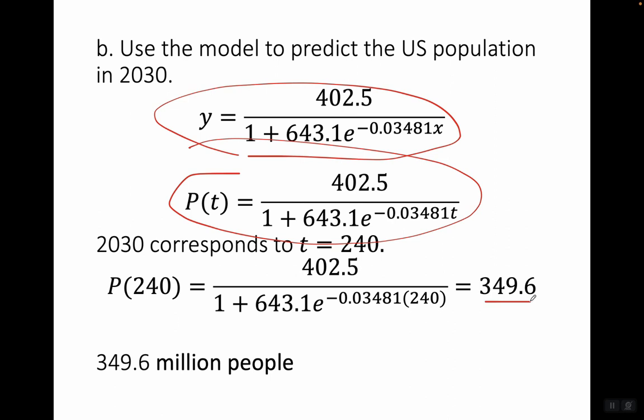We should always ask ourselves if our answer is reasonable. Yes, that's a reasonable number of people for 2030. That seems reasonable.